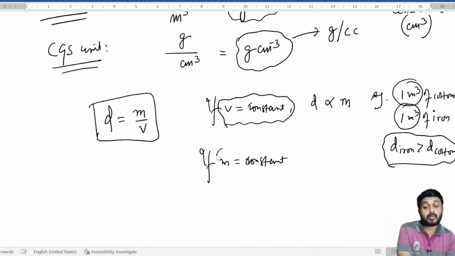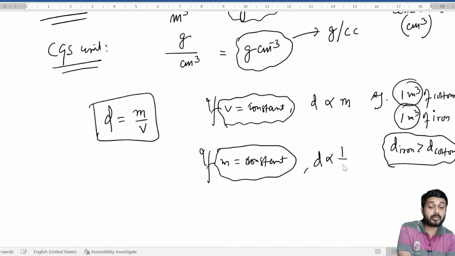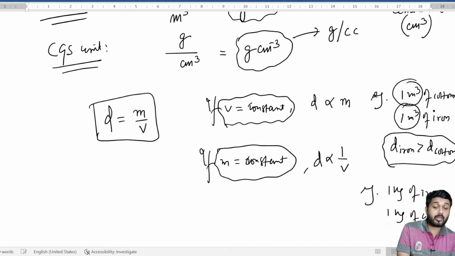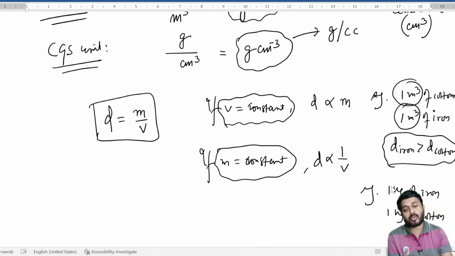Now the second case: if the mass is kept constant, then density varies inversely as the volume, right? Now take another example. 1 kg of iron and 1 kg of cotton. The mass has been kept fixed here, 1 kg, right?